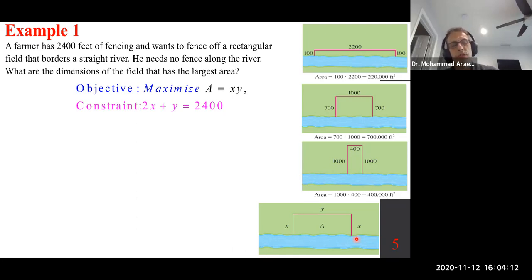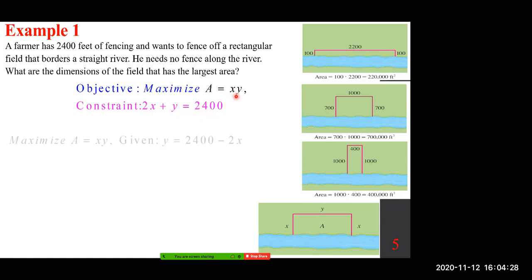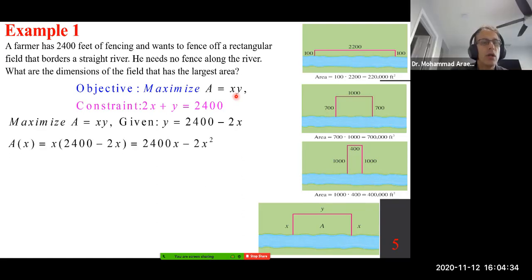So the process now becomes mathematical, in which case we are looking at A being a function of two variables. If we solve for y, it becomes 2,400 minus 2x, and we replace it here. Now, it is a function of only one variable.